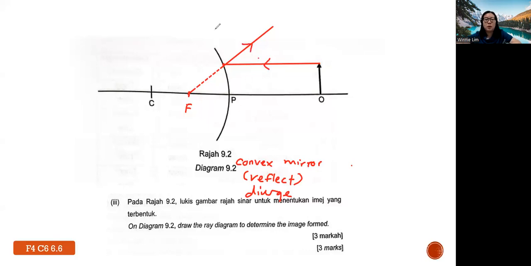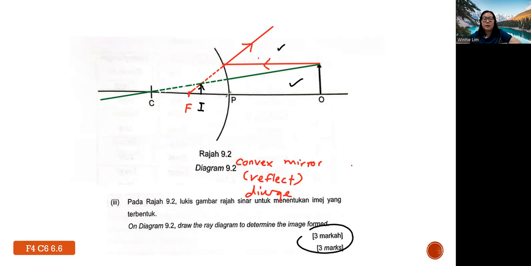Then move on, you're going to have the ray that goes toward the center of curvature. You are using the virtual focal point, that's why the C that you use is also the left-hand side one. So the ray strikes and then bounces back. Then you have the intersection point between the two rays. Where is it? Here. So this is your image. This is how you construct the rays, then the image.